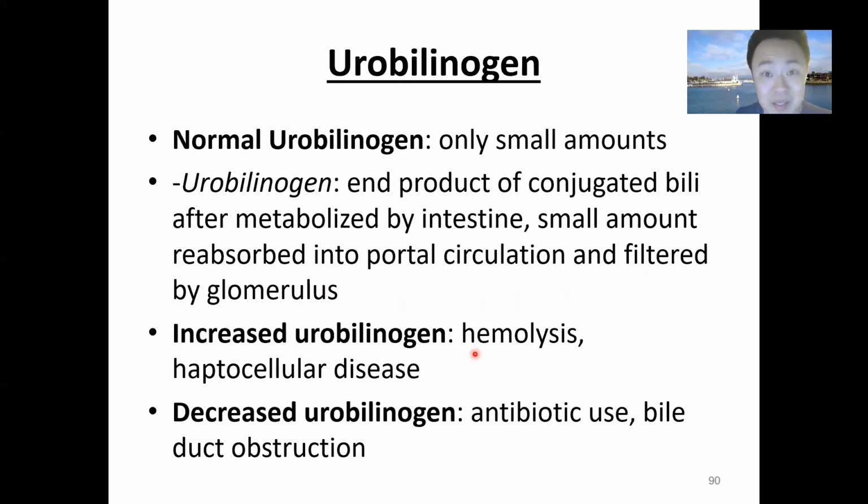Okay. Lastly, here is the urobilinogen, and normal urobilinogen here, there are only small amounts of that, and the end product of conjugated bili after metabolized by the intestine, small amounts are reabsorbed into the portal circulation and filtered by the glomerulus. Increased amounts can be suggestive of hemolysis and hepatocellular disease. Decreased and lower amounts here could be due to antibiotic use or bile duct obstruction. Okay.